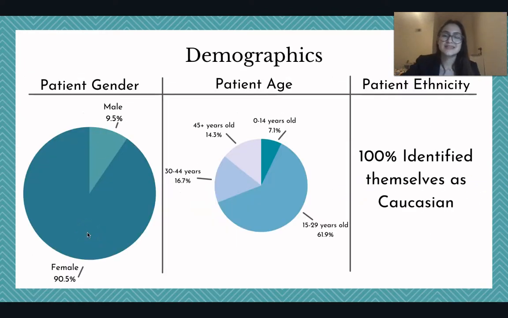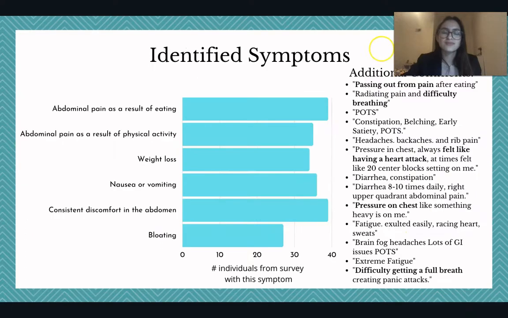Here we can see that the demographics of this survey actually directly correlate with previously published data. A majority of patients were female. There are patients in all age categories, and 100% of them identified themselves as Caucasian. I started the survey by asking patients what some of their symptoms were. As we can see, these are some of the most reoccurring symptoms that appeared among the survey.